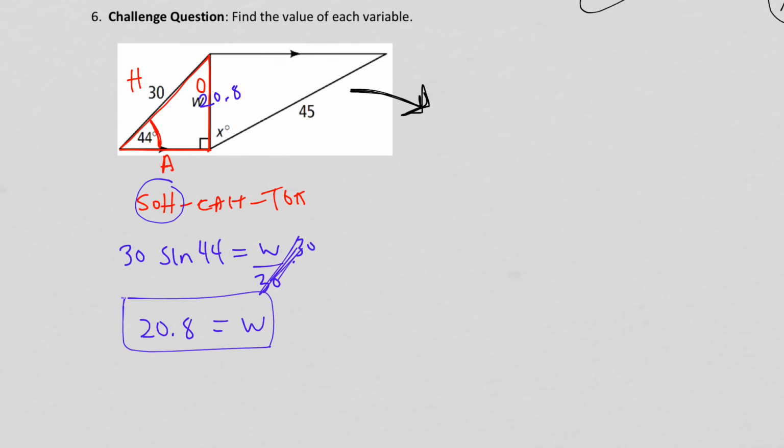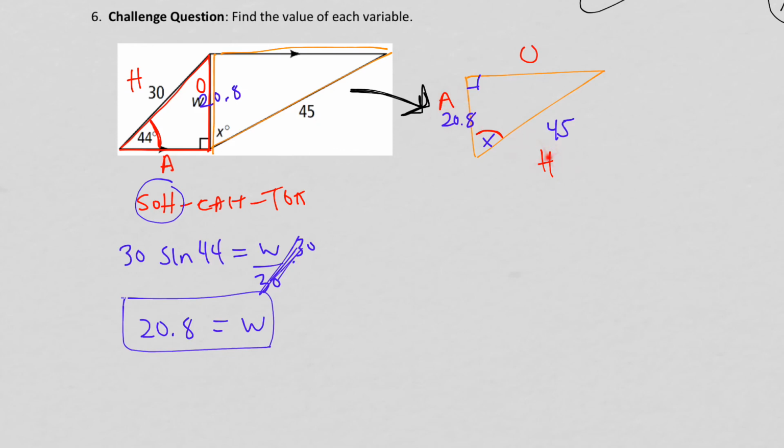Now what I can do is redraw this second triangle, which I'll call my orange triangle. So I draw this triangle here on its own. I know that this side here is now 20.8. I know that this side is 45, and I now have this missing angle. So to find this missing angle, I'm going to use my inverse trig ratios here. So again, I'm picking my reference angle. Then I have my hypotenuse, my opposite side, and my adjacent side. And here, I know my hypotenuse and my adjacent side.